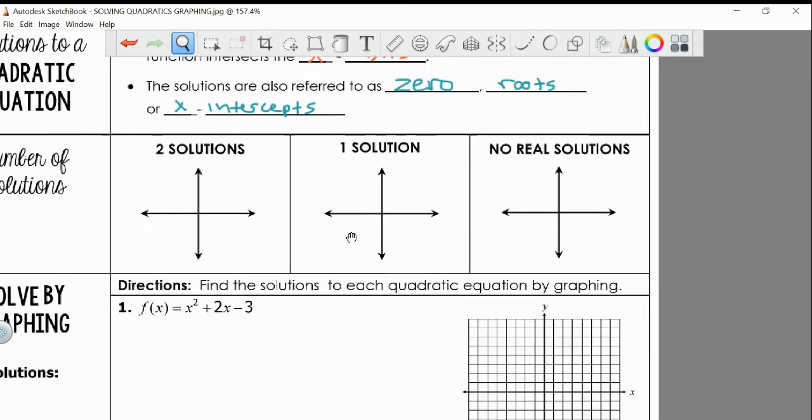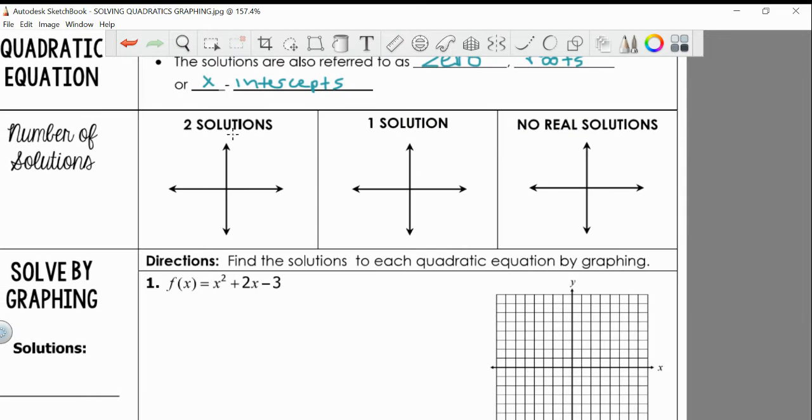If I have a graph that looks like this, and you guys will start to learn that quadratics are always U-shaped, this has two answers, and the two answers are right here. 0 and whatever that would be, 5 or... Exactly, it depends on the scale of the graph. You're 100% right. But you can see how it has two solutions, right?